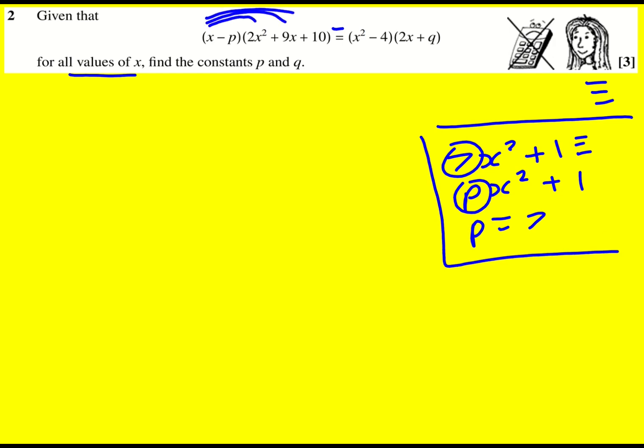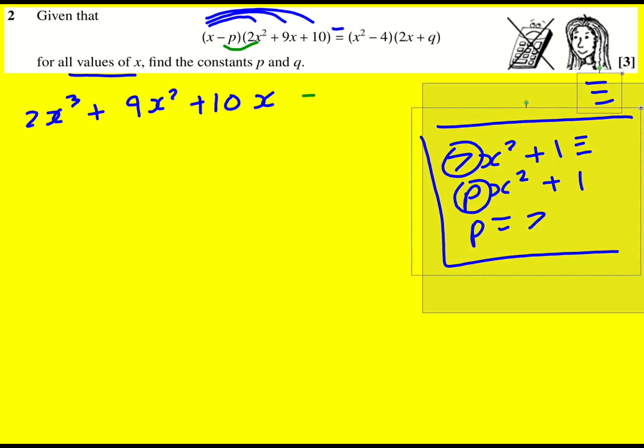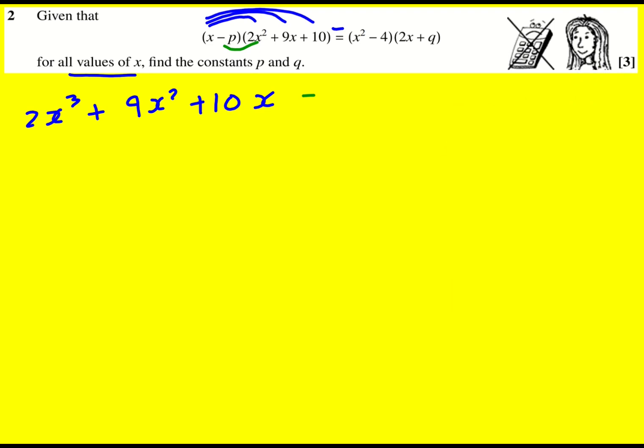So I can multiply all of these by x. So I'm going to get 2x cubed plus 9x squared plus 10x. And then I'm going to do the same for p. At this point, I'm just going to make a bit more room. Now it's going to be minus p times 2x squared. I can actually write that as minus 2px squared.